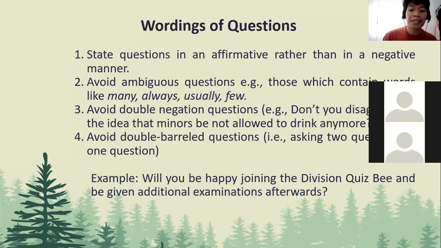Avoid double-barreled questions, like asking two questions in one question. So it's very important that you ask one question at a time. Because there's a possibility that the research respondents or participants cannot fully answer or give you a definite answer to your questions. For example, will you be happy joining the division quiz B and be given additional examinations afterwards? So there are two implications in this type of question and they are not related. So it's very important that when you give follow-up questions, they must be related to your first question. In this case, the Division Quiz B and additional examinations are different situations. So you need to avoid this type of wording.